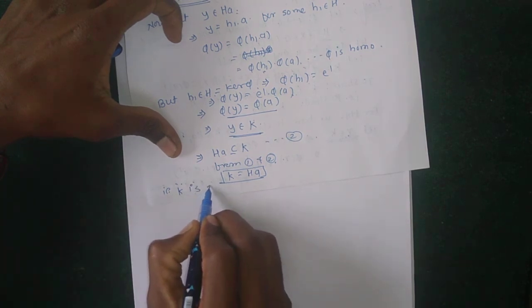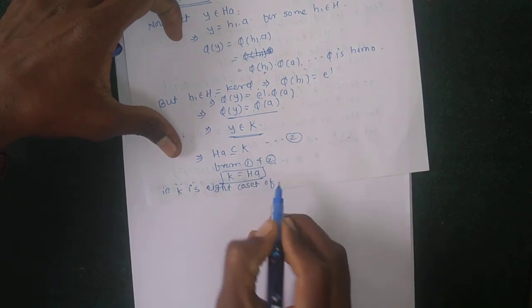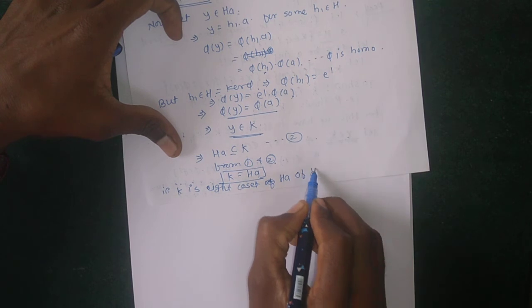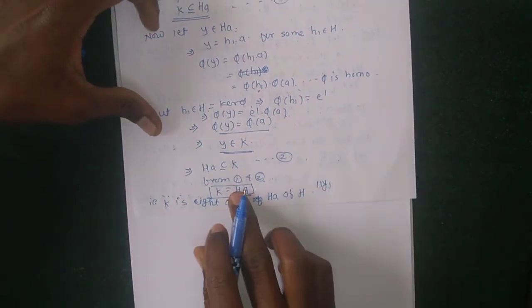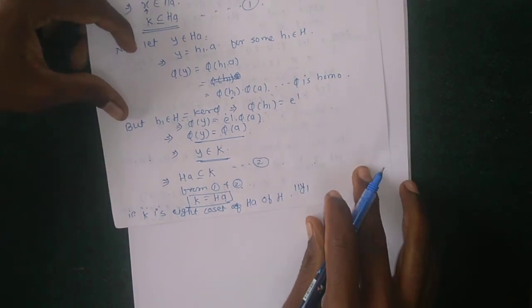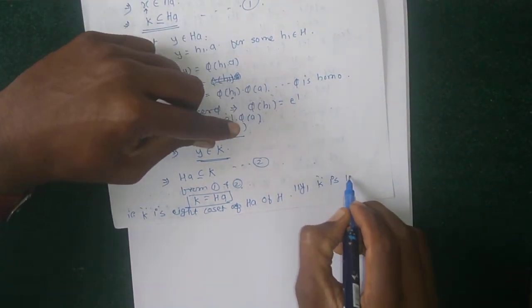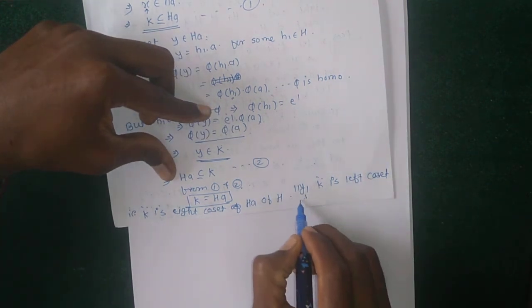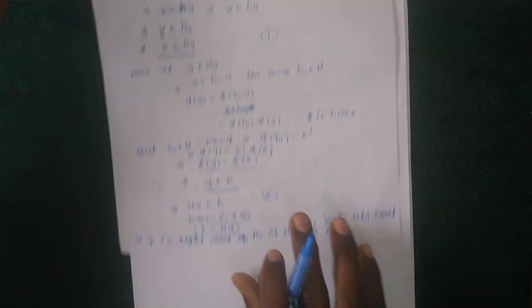That is, K is the right coset HA of H. Okay, and in a similar way for the left coset, similarly K is the left coset AH of H. Okay, so this is the proof of this theorem.